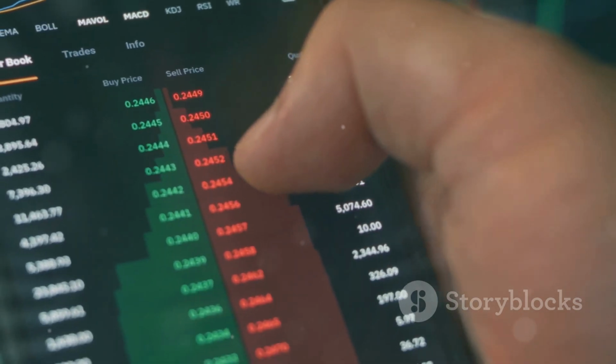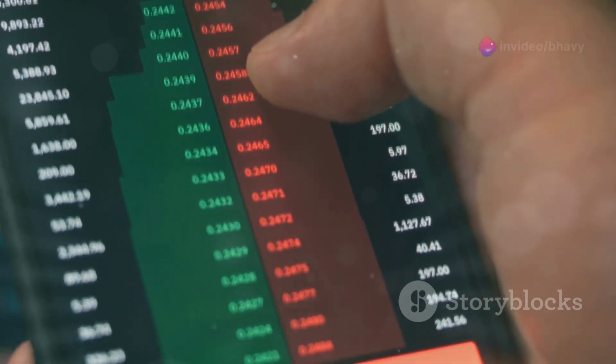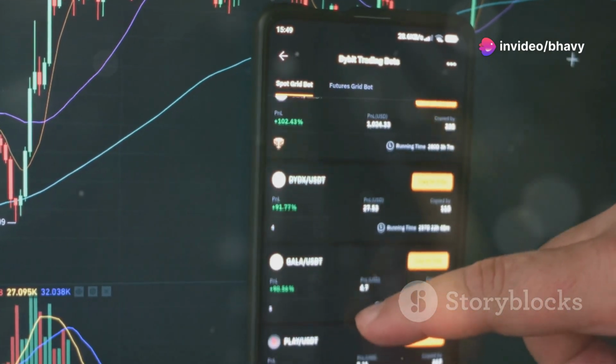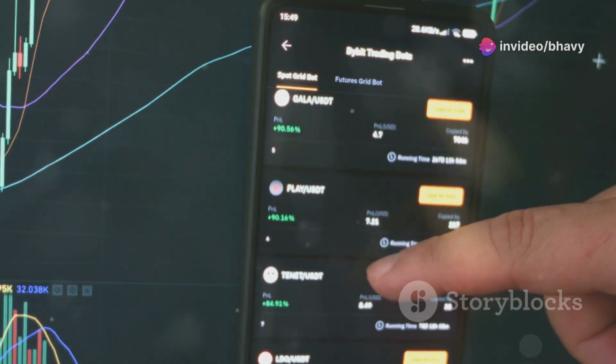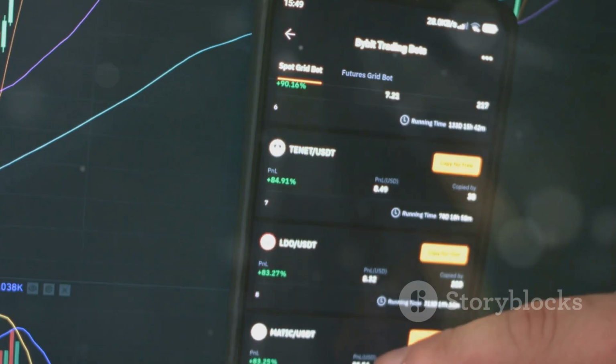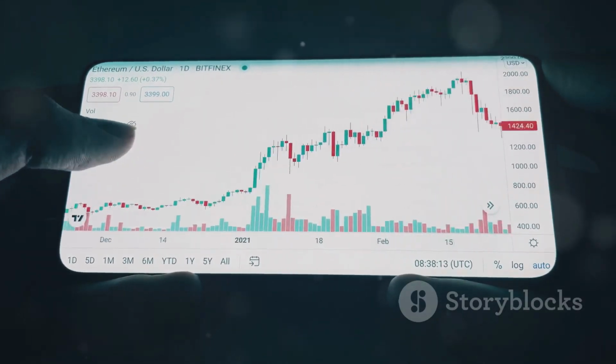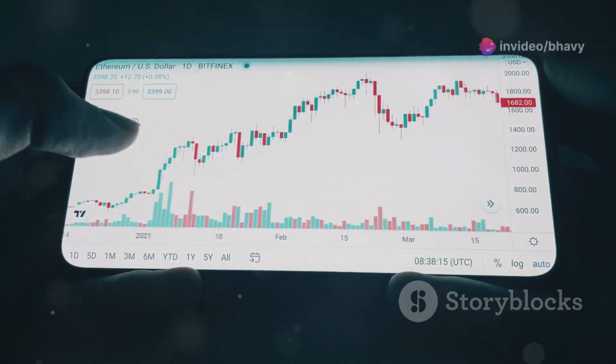Bullish harami. The bullish harami pattern consists of a large bearish candlestick followed by a smaller bullish candlestick that is completely contained within the body of the previous candle. This pattern suggests that the selling pressure may be weakening and a reversal to the upside is possible.